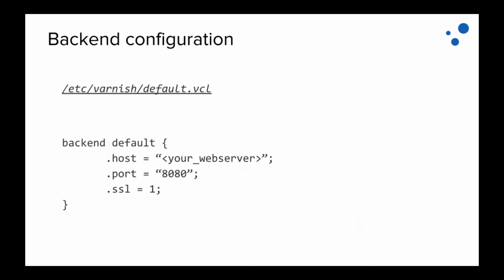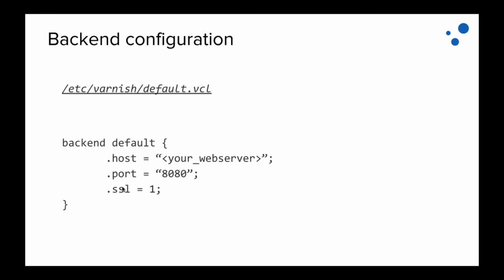So first of all, we make sure Varnish can talk to a backend. And when you install Varnish, it comes with this default VCL. And if you open it, you can define which backend Varnish is talking to. In this example, we have the backend default, and Varnish talks to this specific host. Well, that's your web server name or the IP address as well. And it communicates on port 8080.